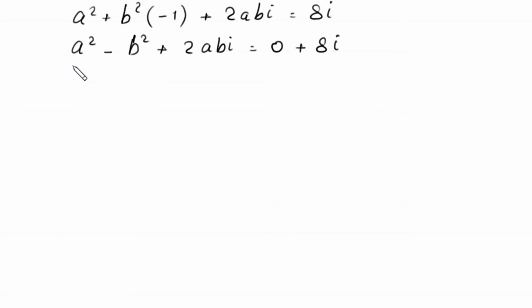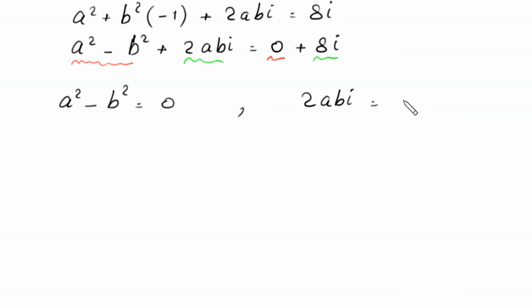Now we write this real part a squared minus b squared equal to this real part 0. We write this imaginary part 2abi equal to this imaginary part 8i. Like this, a squared minus b squared is equal to 0 and 2abi is equal to 8i.